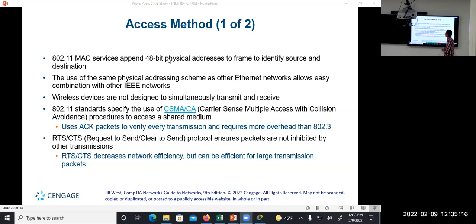And in order to do everything with the collision avoidance here, you have to use a request to send and clear to send. Before you send, you have to request to send. You have to listen if someone is free or not, right? And if you got the approval from the access point, after that, you can send it here.